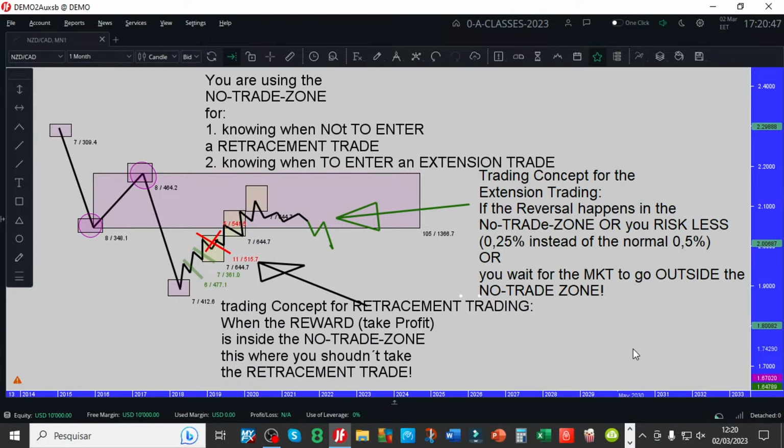And number two, knowing when to enter an extension trade. Trading concept for the extension trade. If the reversal happens in the no trade zone, you risk less, 0.25 instead of the normal 0.5%, or you wait for the market to go outside the no trade zone.